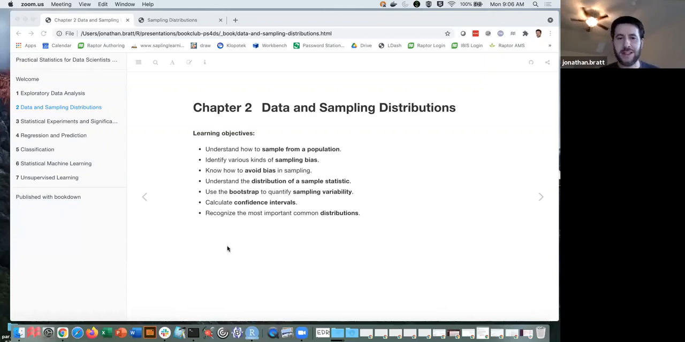But with that introduction, here's what I identified as some of the learning objectives for this chapter. It's mainly about populations and sampling and what we do with that. And then the last half of the chapter seems to be a list of distributions, and we will probably go through that part pretty quickly.